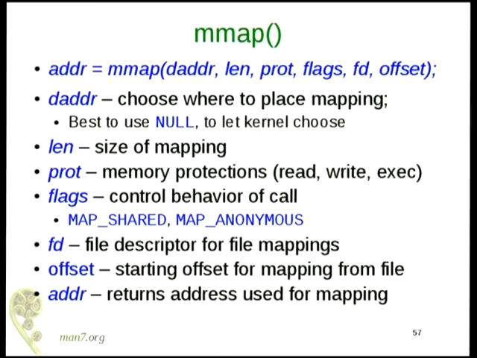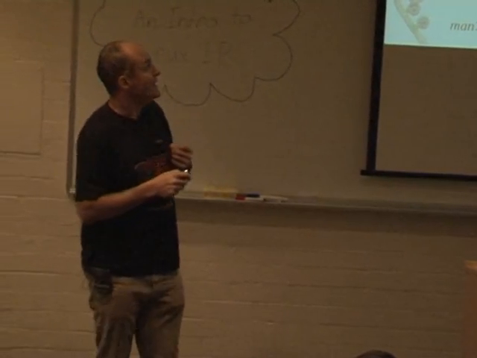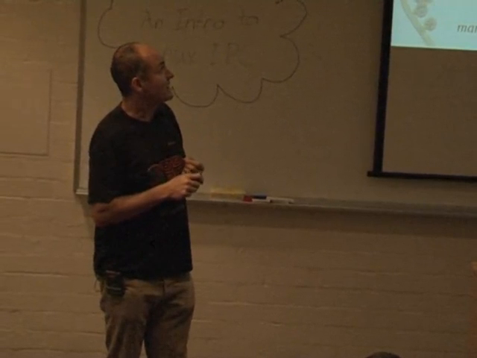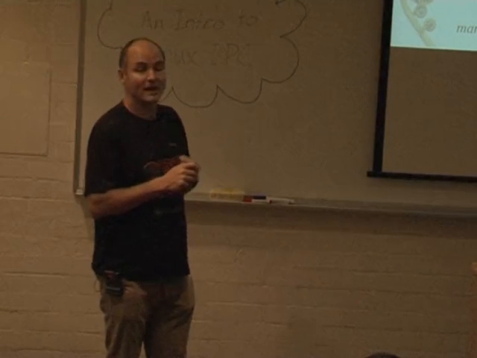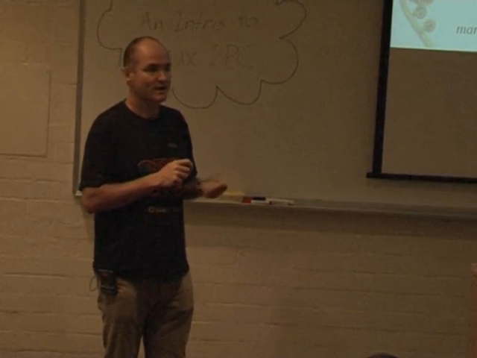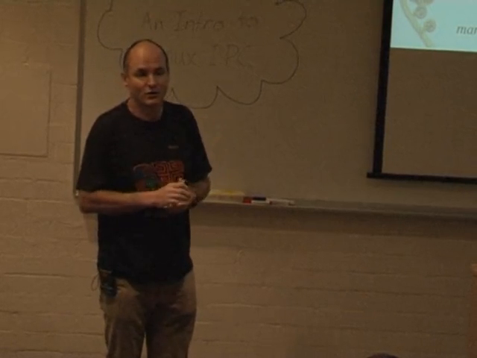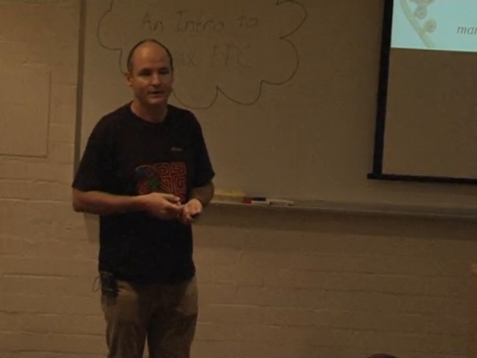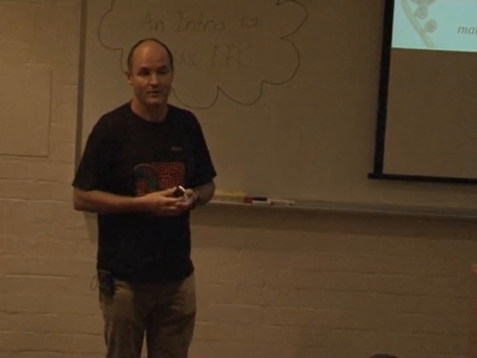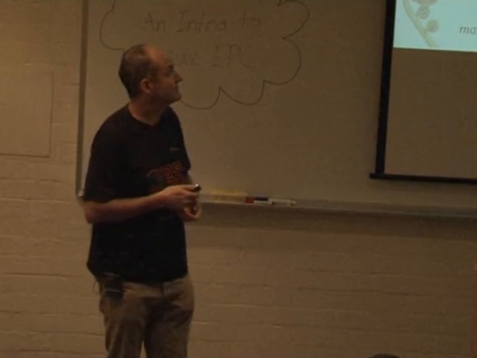FD is a file descriptor which is used for file mappings. Again, we'll come back to that later on. And offset is also used for file mappings. What you get back from the system call is the address where the mapping was actually placed. Even if you do explicitly specify an address here, you may not get back exactly the same address, because at the least the kernel will round it to a page boundary and may simply override your request for some reason.